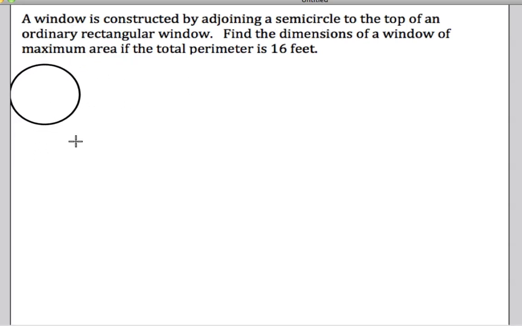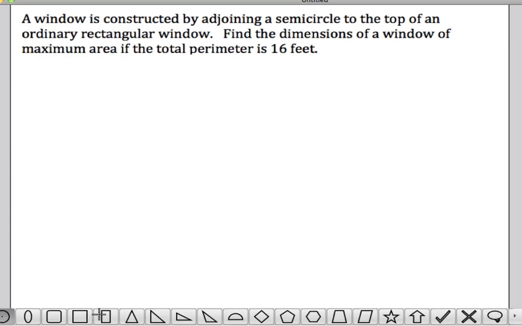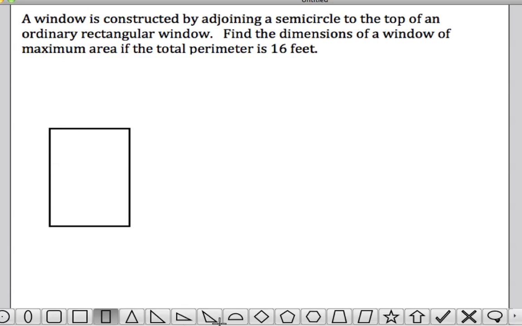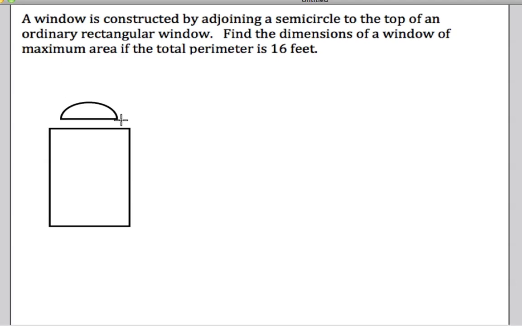Okay, so we have a window here, and it's adjoined by a semicircle on top of an ordinary rectangular window. So let's just draw a rectangle, okay? And we also have a semicircle. This looks like a semicircle. Okay, seems about right. So put this over here. That's pretty good. A window is constructed by joining these together.